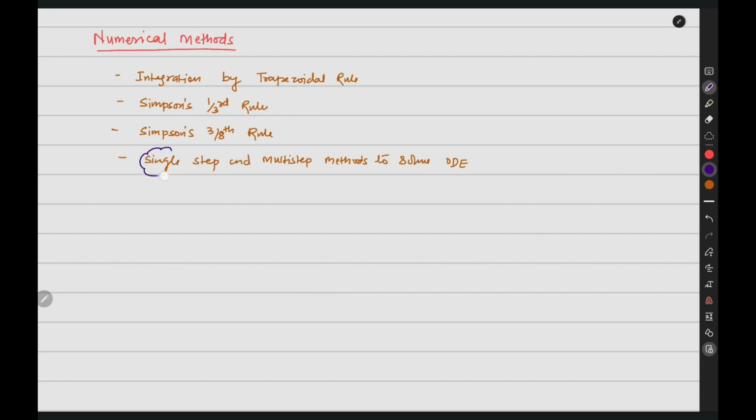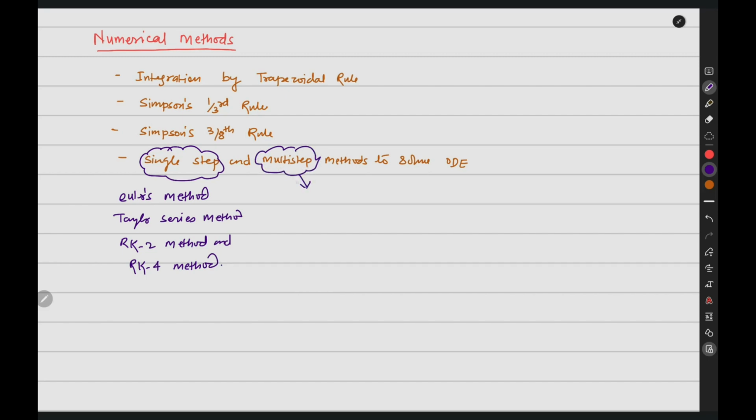In single step, we have Euler's method, Taylor series method, RK2 method and RK4 method. In multi-step method, we are going to see modified Euler's method and Picard's method.